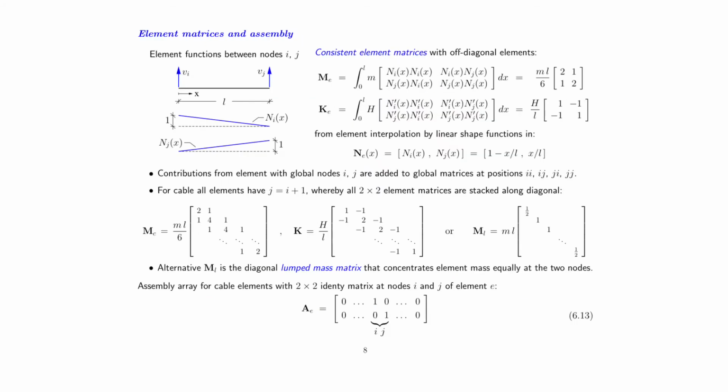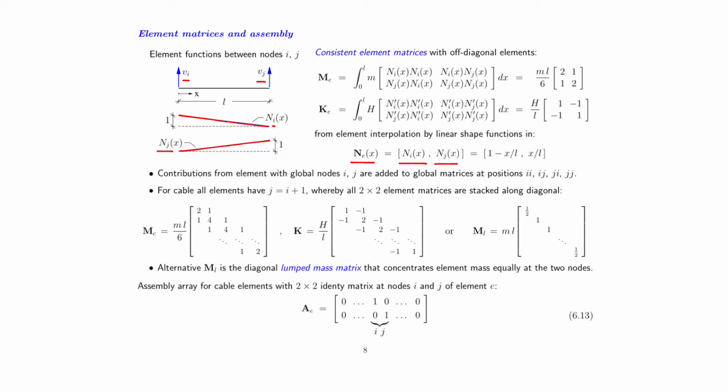Let's have a look at a cable element. For a cable element, we will have between two nodes i and j with respective displacements vi and vj, one shape function that is unity at node i, and therefore it is referred to as Ni, and the other one has a unit value at node j, and therefore it is referred to as Nj. So the element interpolation function for this element with 2 degrees of freedom is then given as the shape function for the first node, and the second entry will be the shape function for the second node.